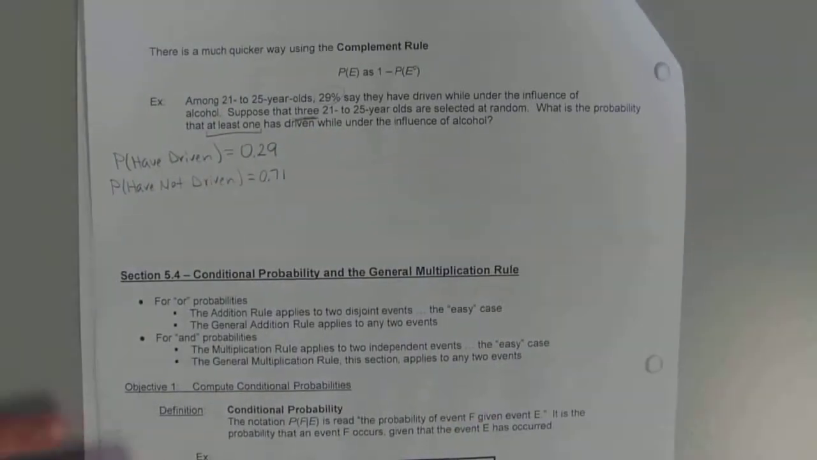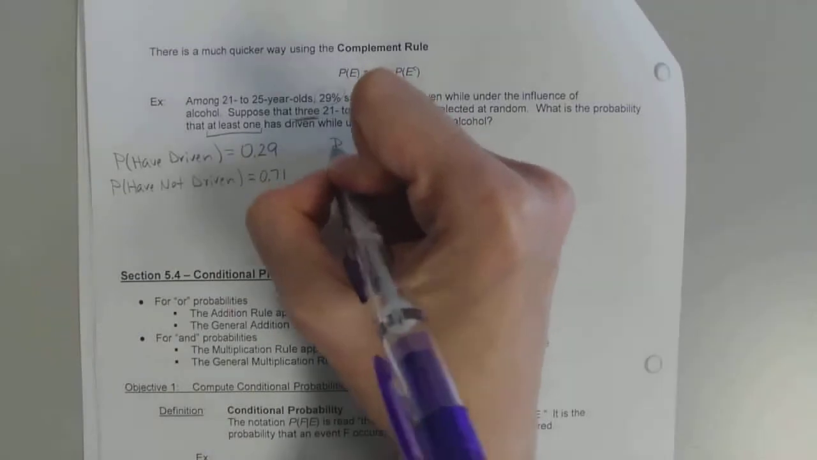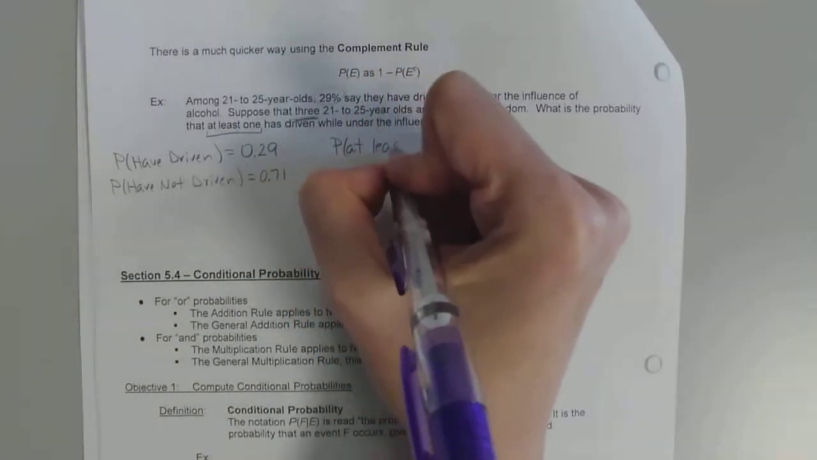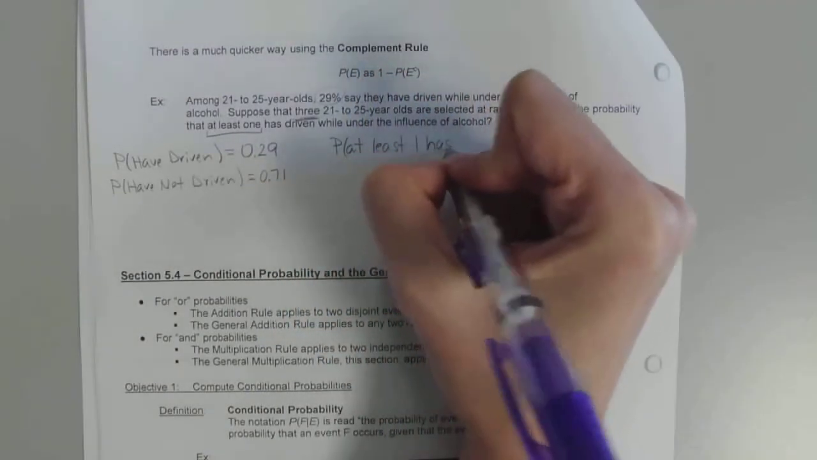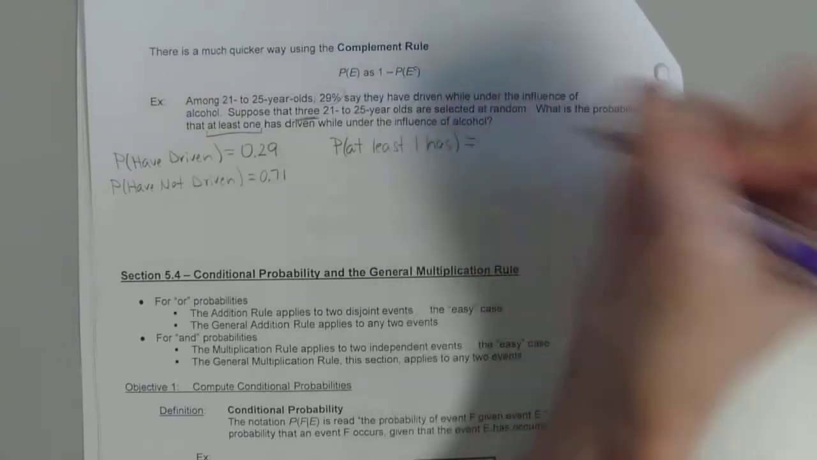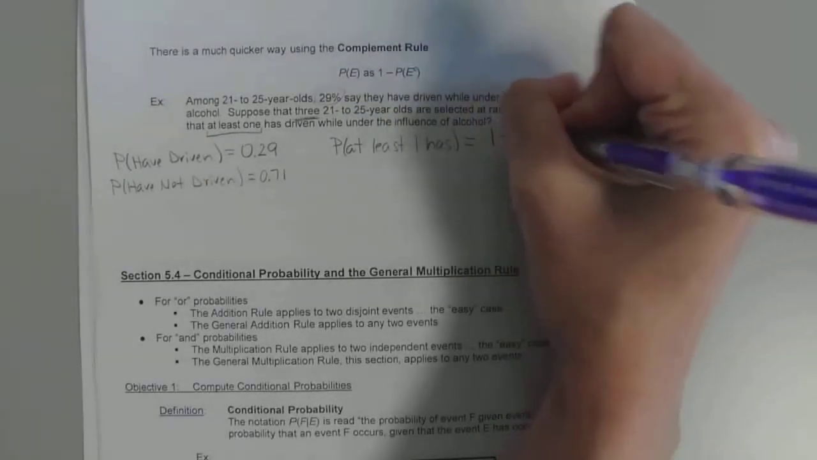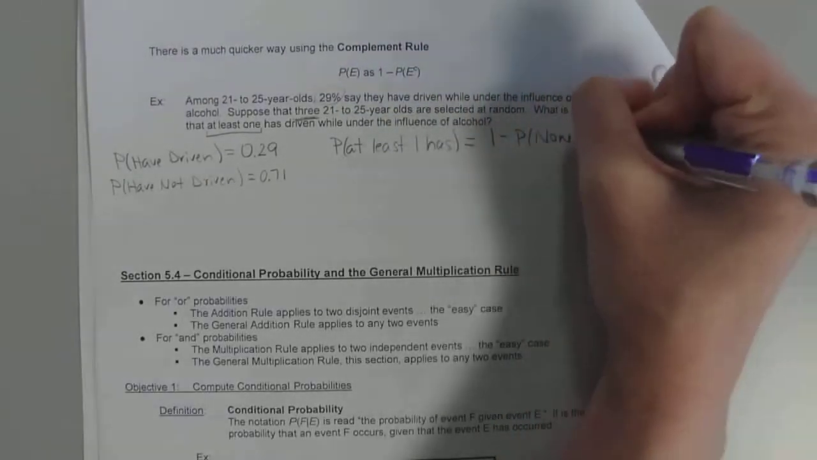It's the complement rule. So in every situation where they give you 1%, guys, they've really given you 2 percentages, right? Every person we talk to has a 29% chance of saying, yes, I have driven under the influence, but that means they have a 71% chance of saying they haven't. All right, why does that help us? Because if we want to know the probability that at least 1 has, it's really 1 minus the probability that none have.